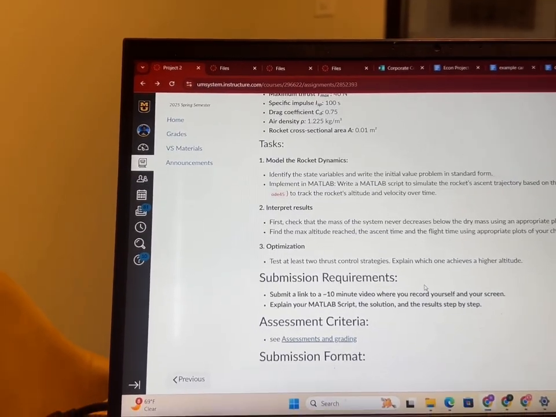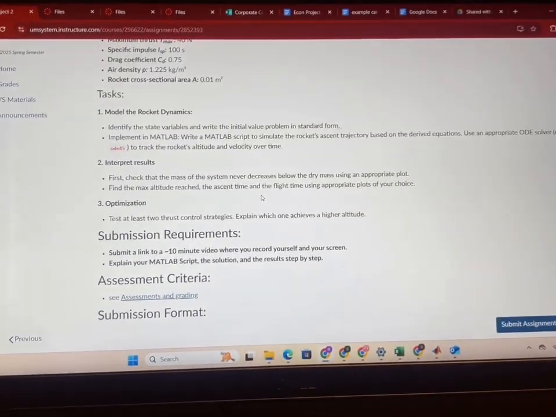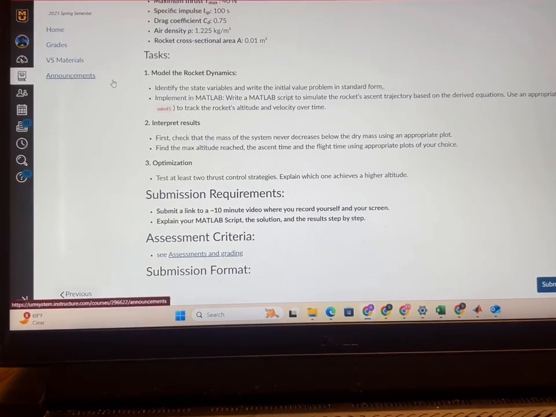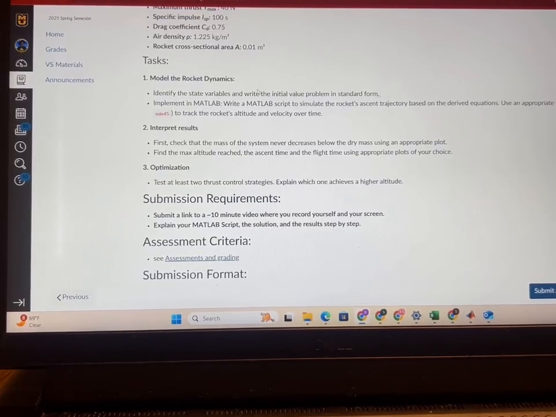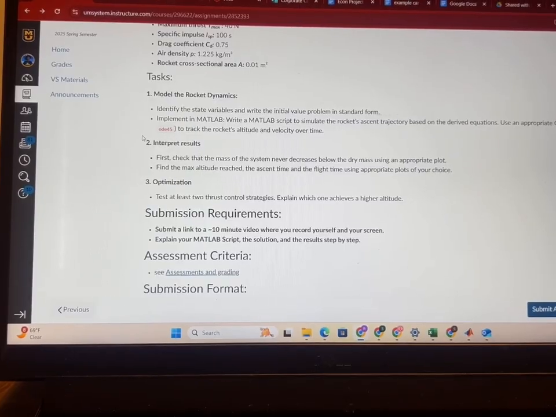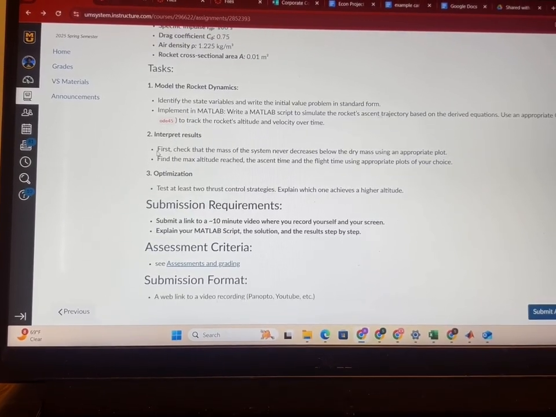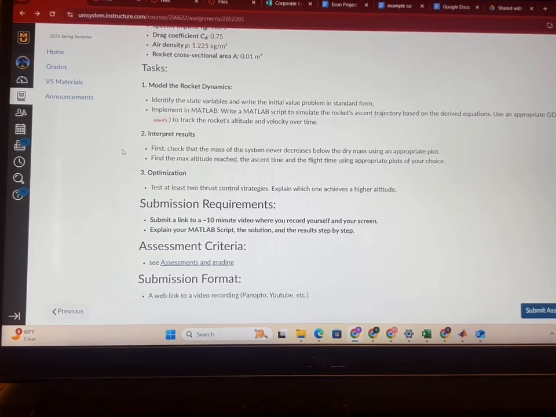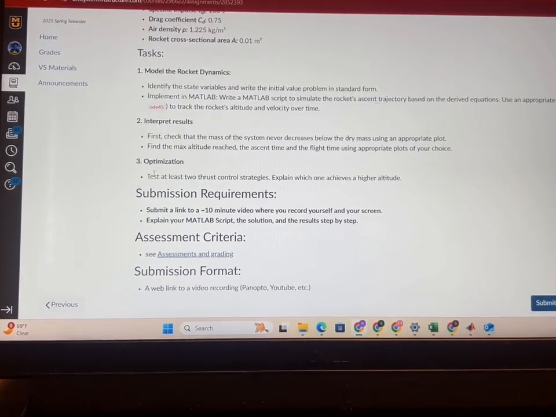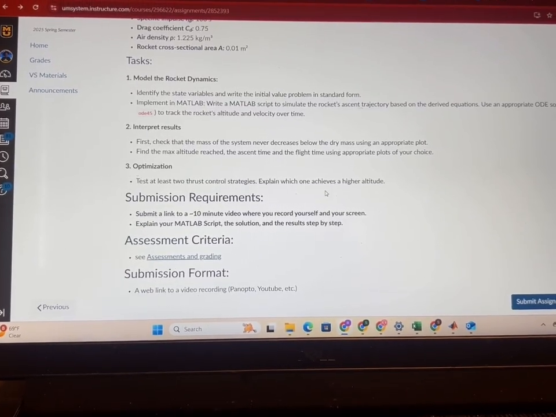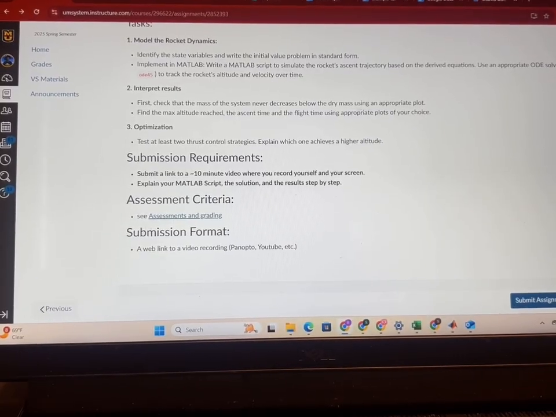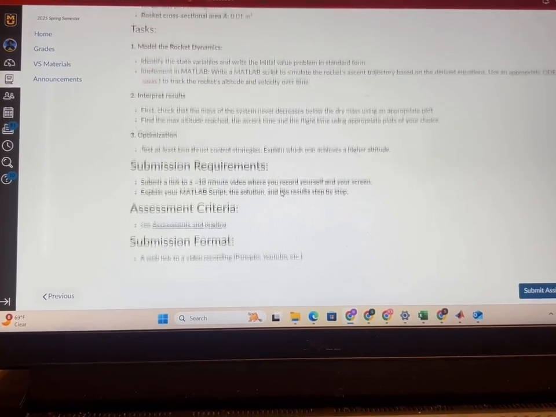In addition to all of that information, we have our actual tasks. These are the prompts we want to solve in our project. First, we want to model the rocket dynamics, which we do utilizing MATLAB. Part 2, we interpret our results, again simulating it in MATLAB. And then 3, we have our optimization piece, once again solved in MATLAB. Then these are just the general submission requirements, assessment criteria, submission format, etc.